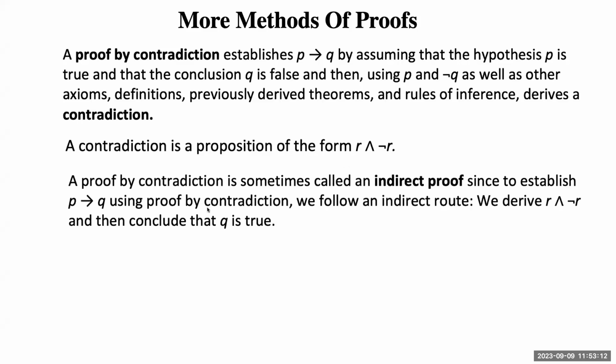A proof by contradiction is often referred to as an indirect proof because it establishes the proof of P implies Q using the contradiction of Q. And we follow an indirect route to get to the conclusion that Q is true. The way we do it is we derive a contradiction and then conclude Q is true. So you assume Q is false, you work through what Q is false tells you, and then you end up deriving a contradiction.